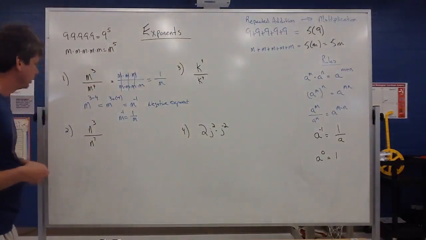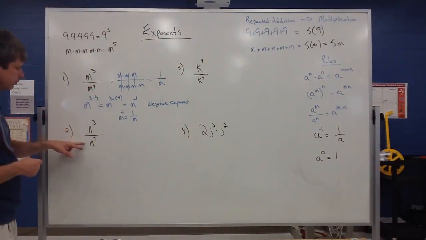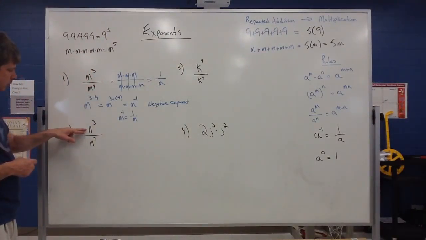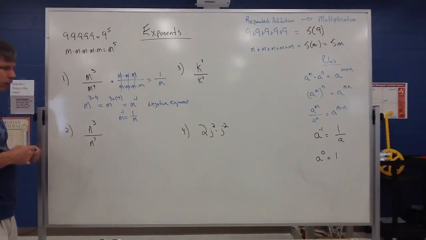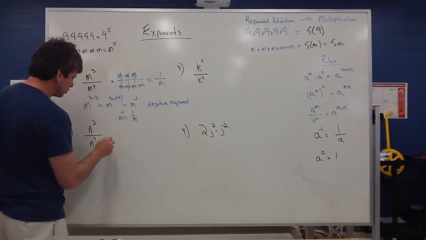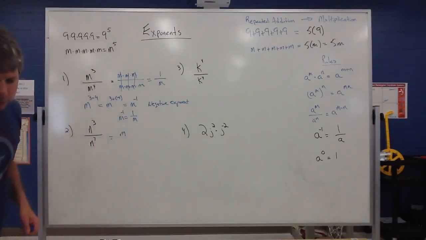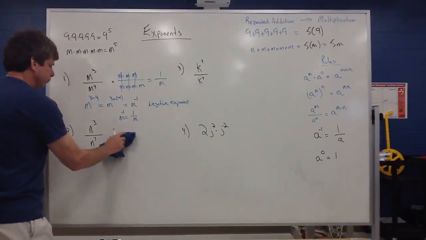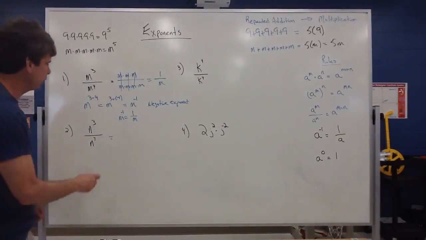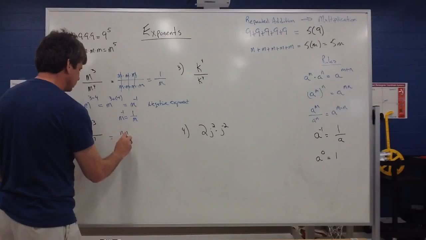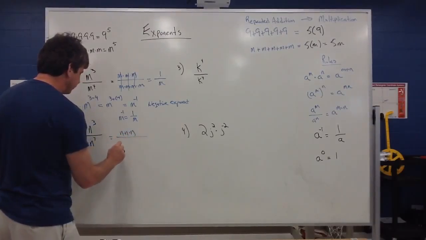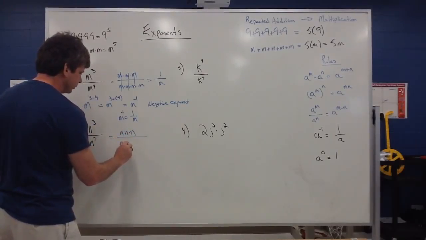Okay? So if I look at this example here, n to the 3rd divided by n to the 7th, there's, again, 2 approaches to this problem. One way to approach this problem is to say, hey, I've got 3 n's. Let's try that again. Make those n's. I have 3 n's in the numerator, and I have 7 n's in the denominator.